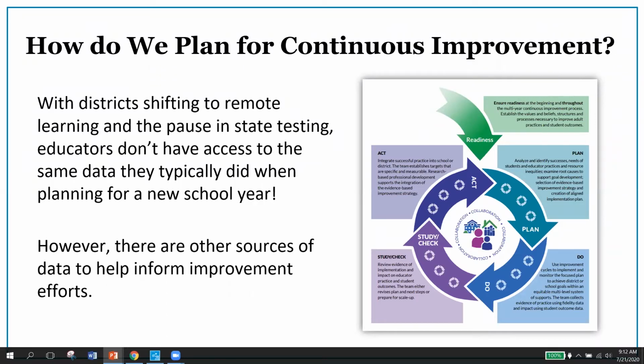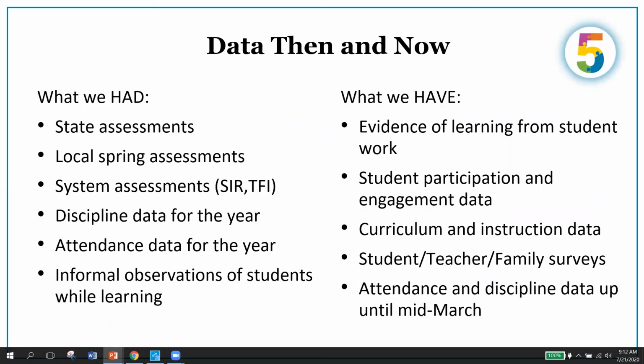With districts shifting to remote learning and the pause in state testing, educators don't have access to the same data they typically did when planning for a new school year. However, there are other sources of data to help inform improvement efforts. As you plan for the 2021 school year, it is likely that you may feel more in the dark about overall student achievement and the effectiveness of educational programming.